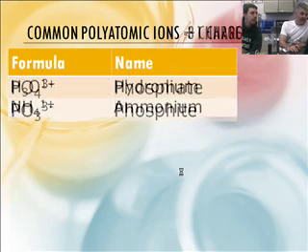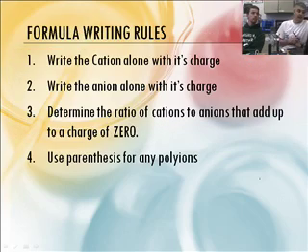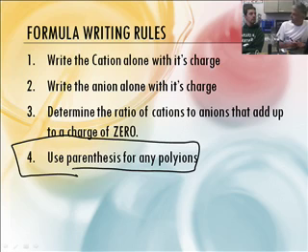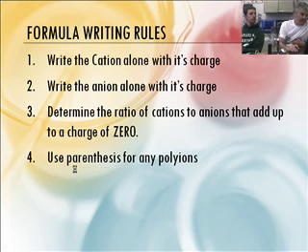All right. Let's go the other direction. Yeah, let's do formula writing. So we have the name. We need to go to the formula? Yes, same rules. Except we've got polyions. And there's something about parentheses, right? We actually talk about using parentheses for any polyions. You wrote that down already, and now we're going to actually show you how it looks.